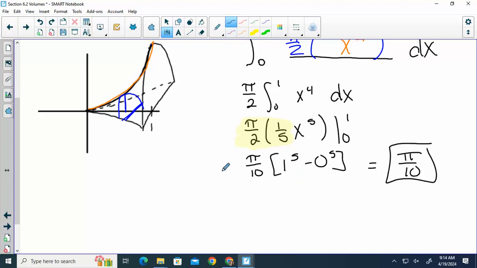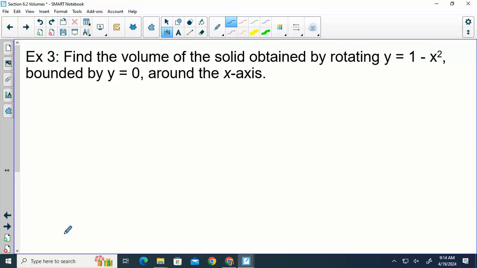Let's try one more time. We have to create our own. This is where it gets fun. Find the volume of the solid obtained by rotating y equals 1 minus x squared, bounded by y equals 0, around the x-axis.